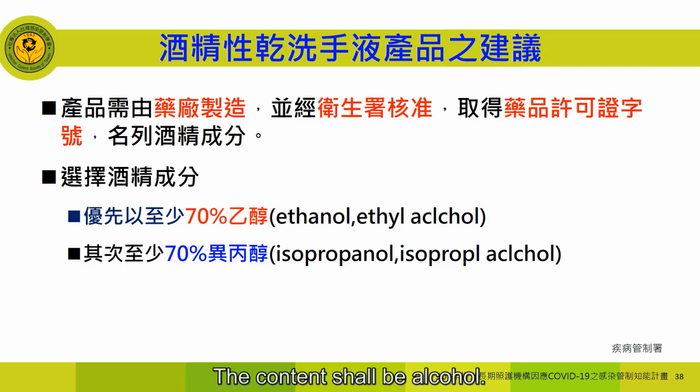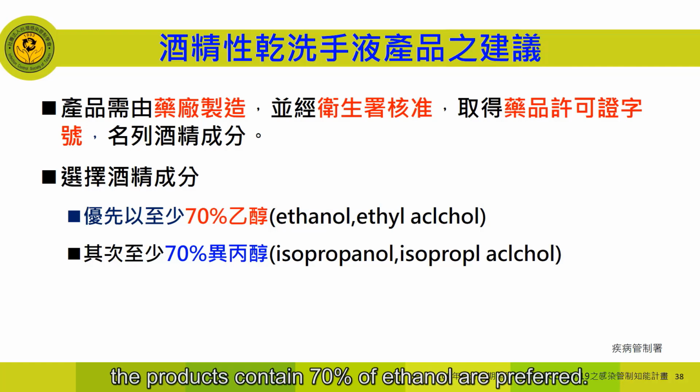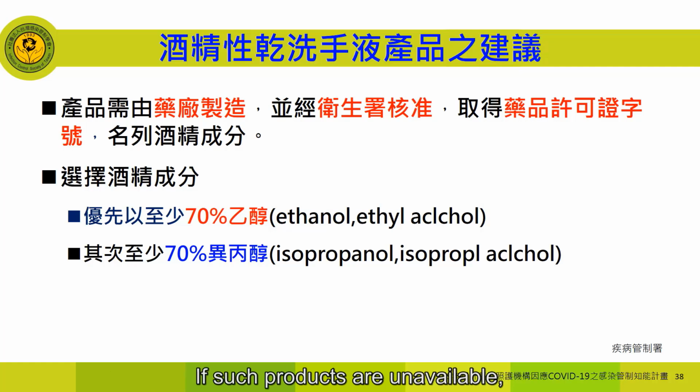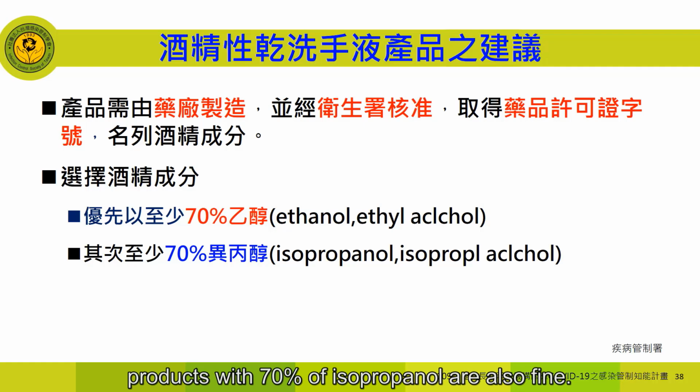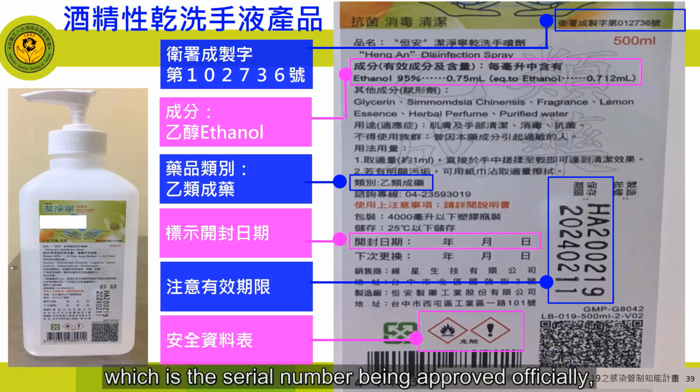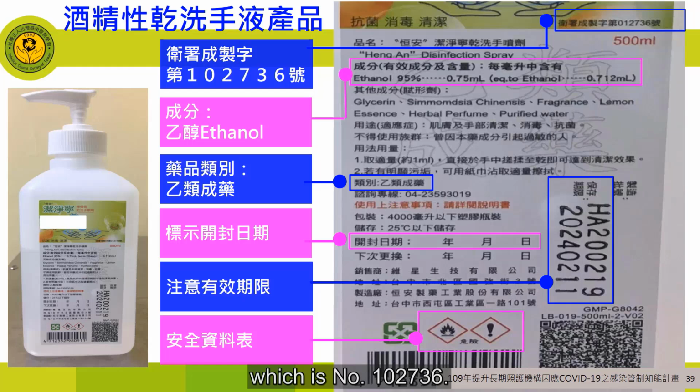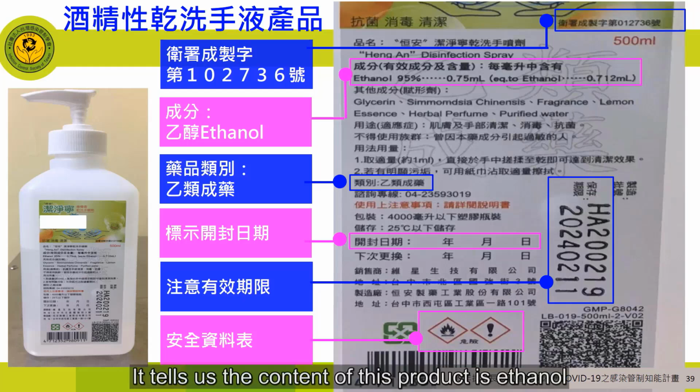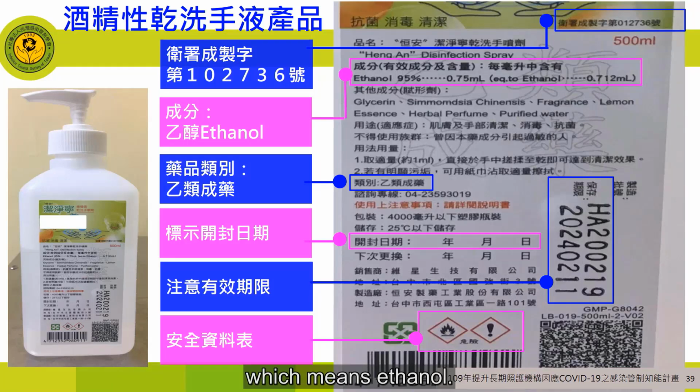The content shall be alcohol, and as for the concentration, the products containing 70% ethanol are preferred. If such products are unavailable, products with 70% isopropanol are also fine. Here is the label of the alcohol product. There is a serial number by the government, which is the serial number being approved officially, which is number 102736. It tells us the content of this product is ethanol.